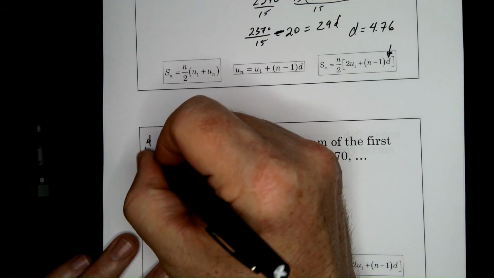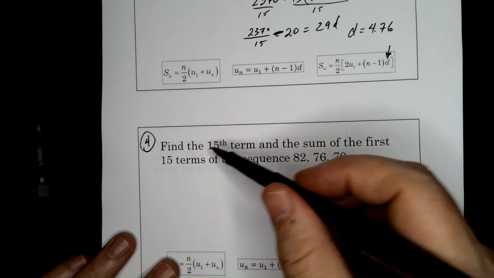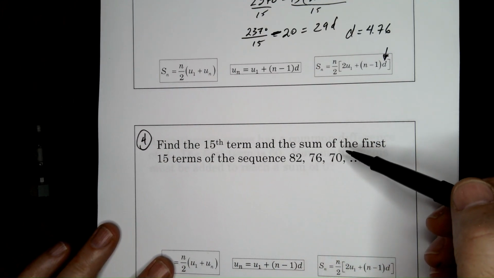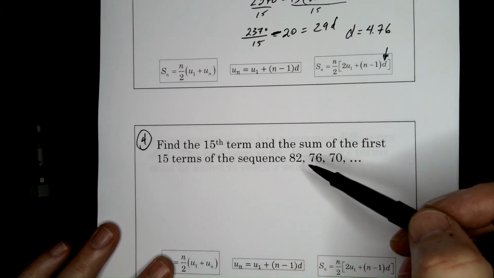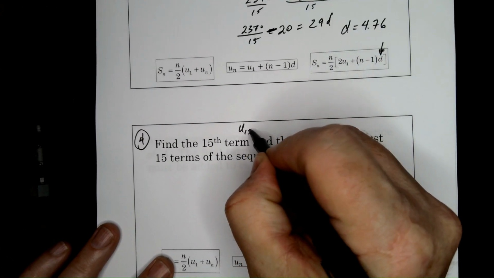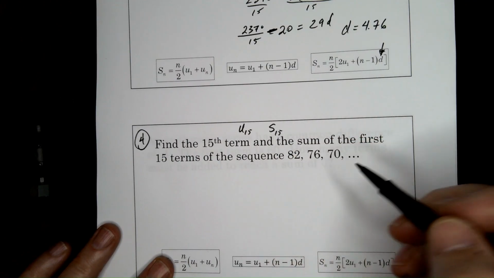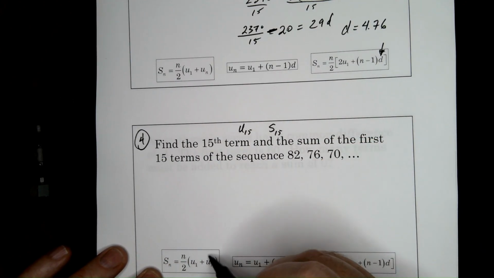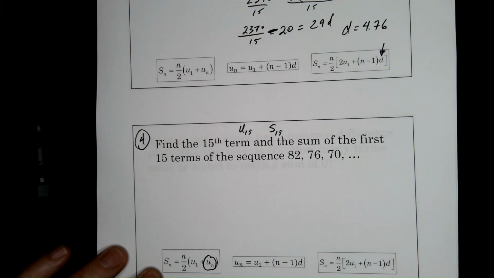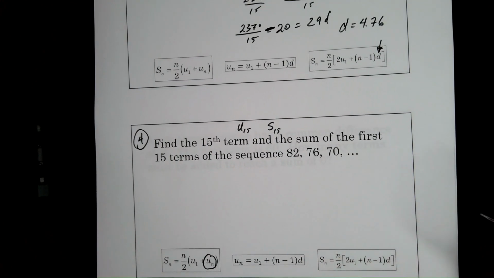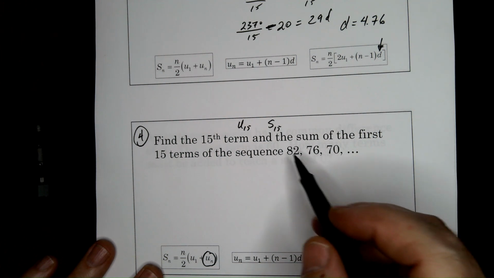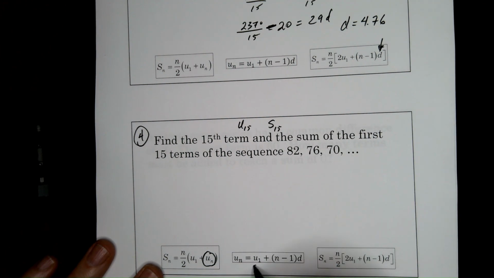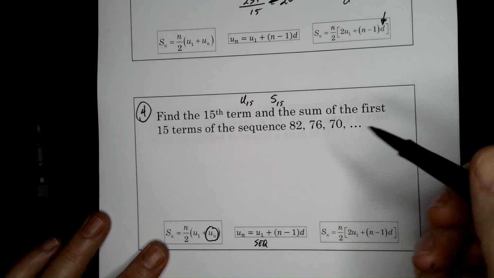Number 4. Okay, number 4 says find the 15th term in the sum, and the sum of the first 15 terms. So we have to find U15. We also have to find S15. So this one tells me that we're going to be using this formula because we have to find this anyway. Even though we're doing series, we've got to use the sequence formula right here, in order to find U15.